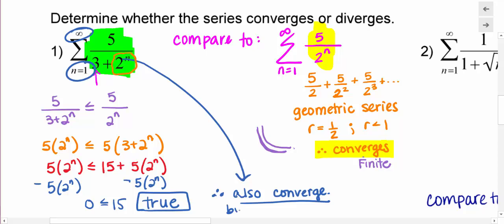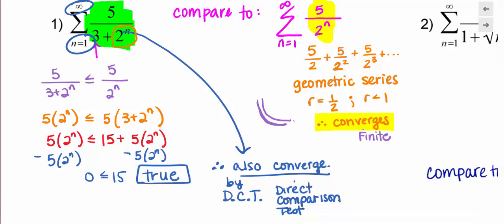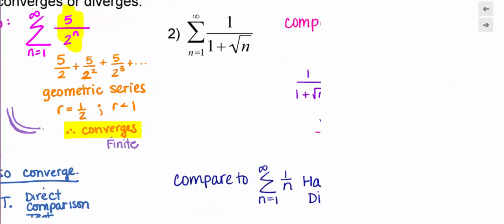I like to call it the direct comparison test, or you can say DCT, direct comparison test. The only reason I say direct comparison test is because coming soon you'll have the limit comparison test. And so I just like to know, did you show the inequality or did you show that limit? All right, so let's look at another one here.